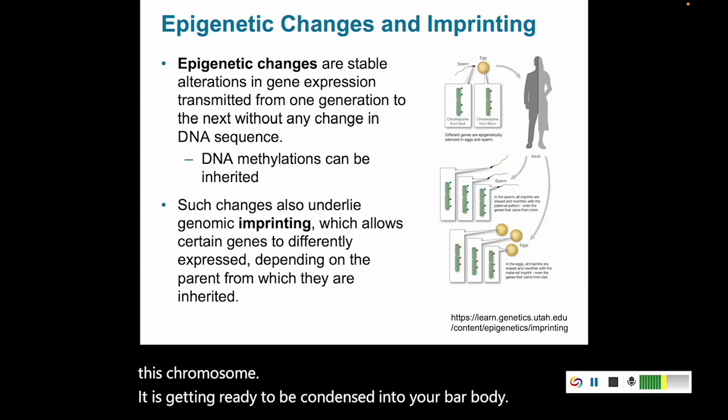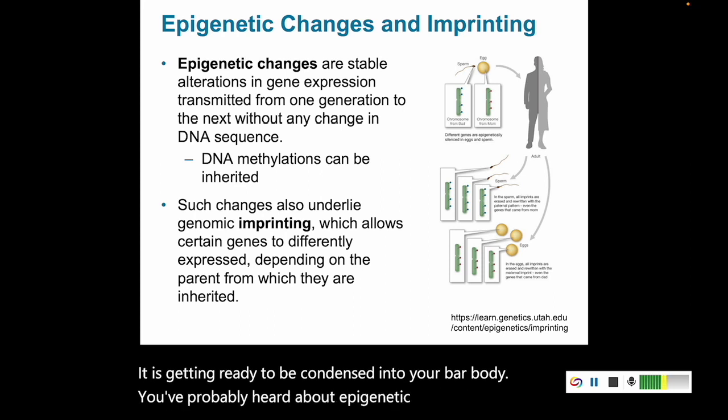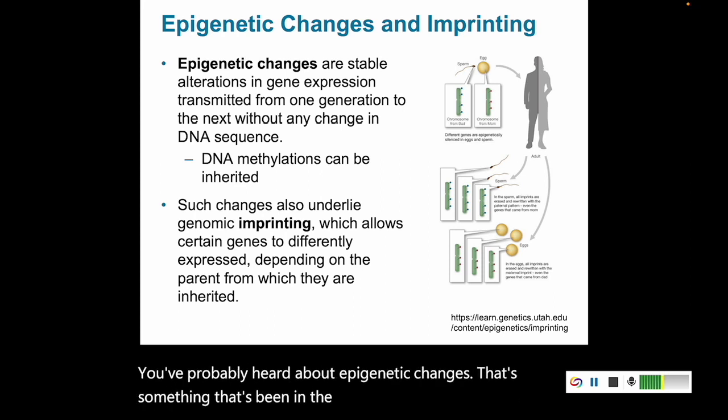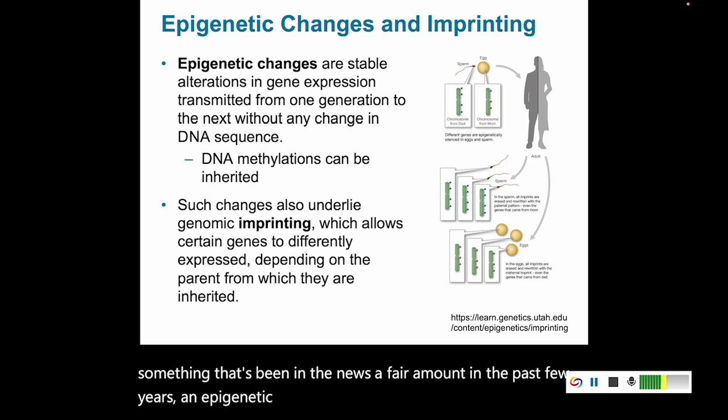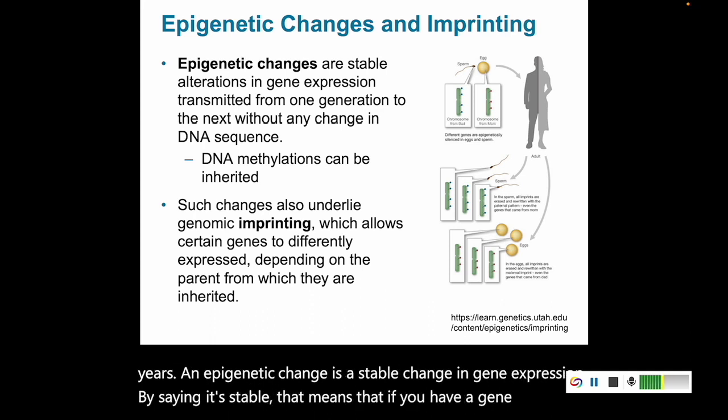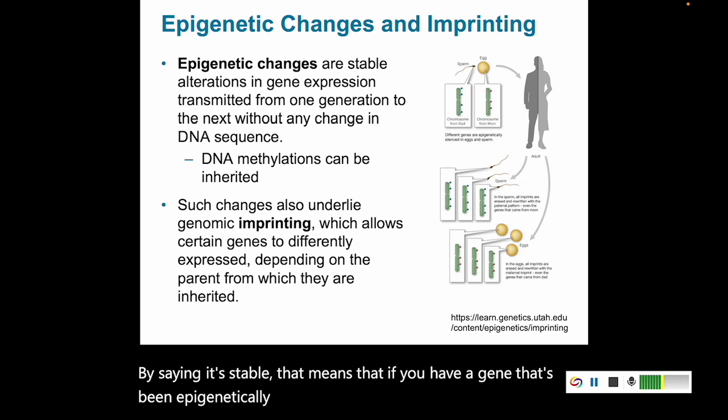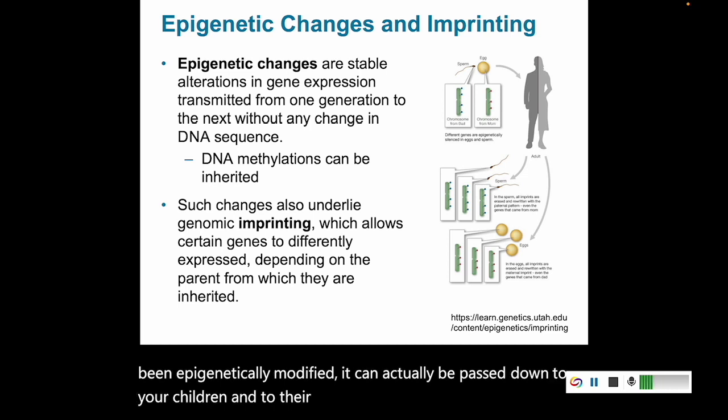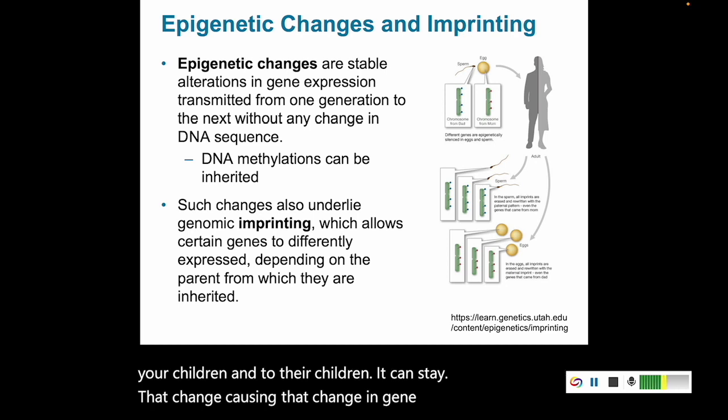You've probably heard about epigenetic changes. That's something that's been in the news a fair amount in the past few years. An epigenetic change is a stable change in gene expression. By saying it's stable, that means that if you have a gene that's been epigenetically modified, it can actually be passed down to your children and to their children. That change can stay, causing that change in gene expression for a couple of generations.